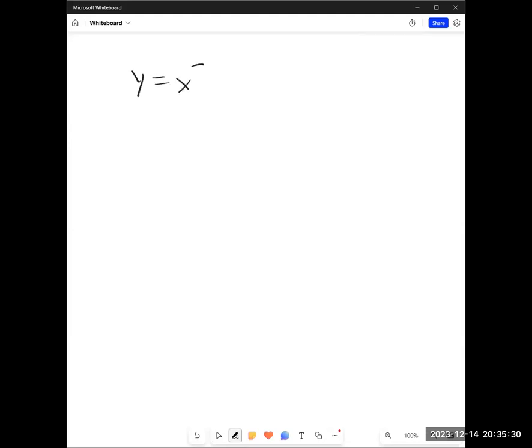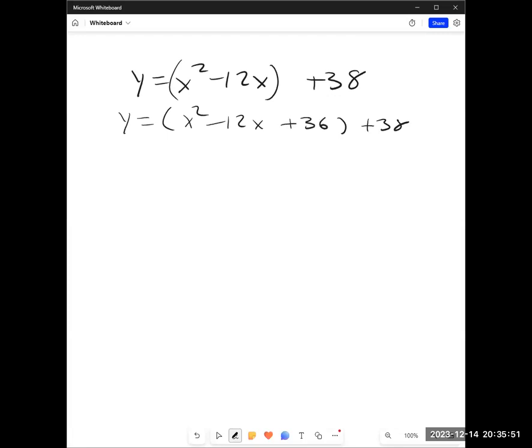y equals x squared minus 12x plus 38. I'm getting ahead of myself here. I want y equals x squared minus 12x. Half of negative 12 is negative 6. Negative 6 squared is 36. So I'm going to get y equals (x minus 6) squared plus 2, and my vertex is going to be at (6, 2).